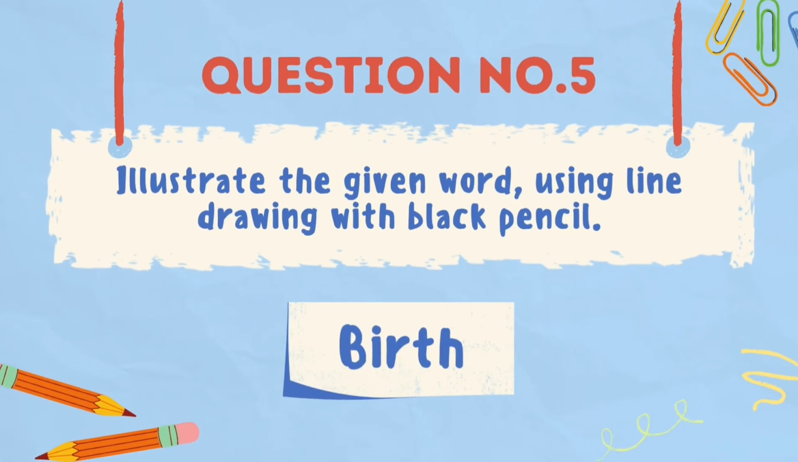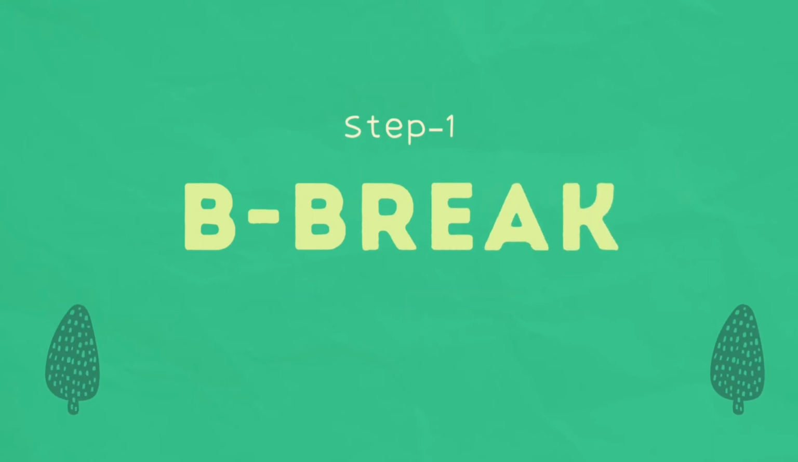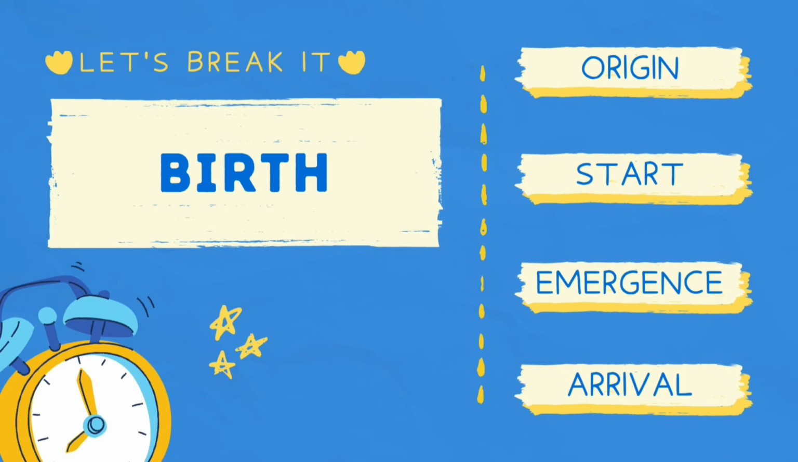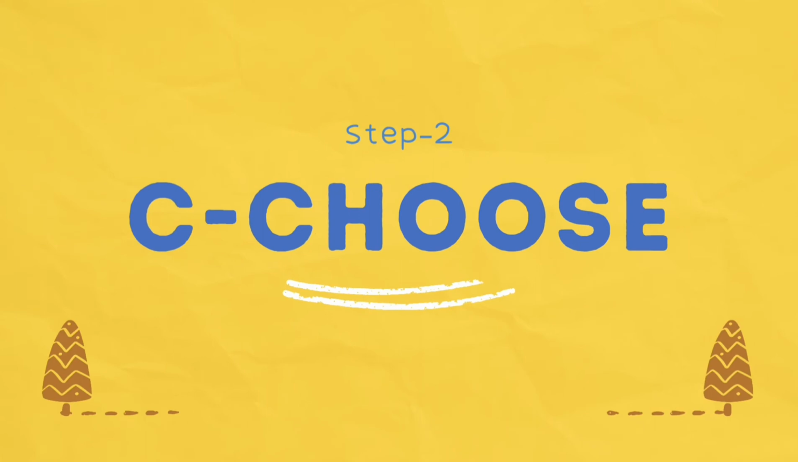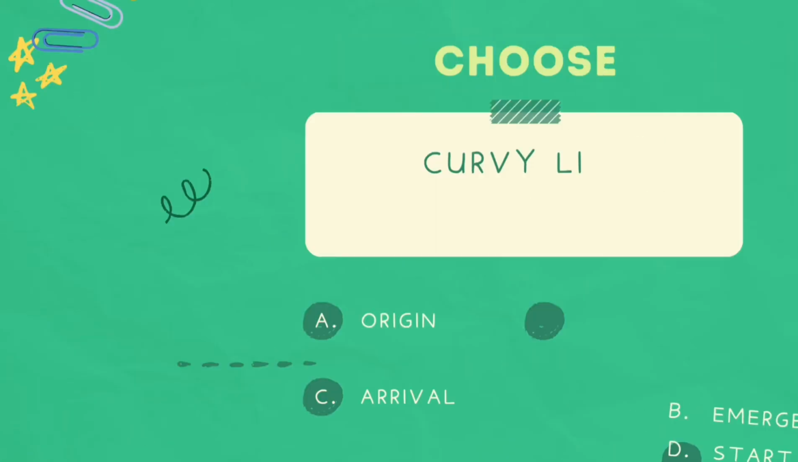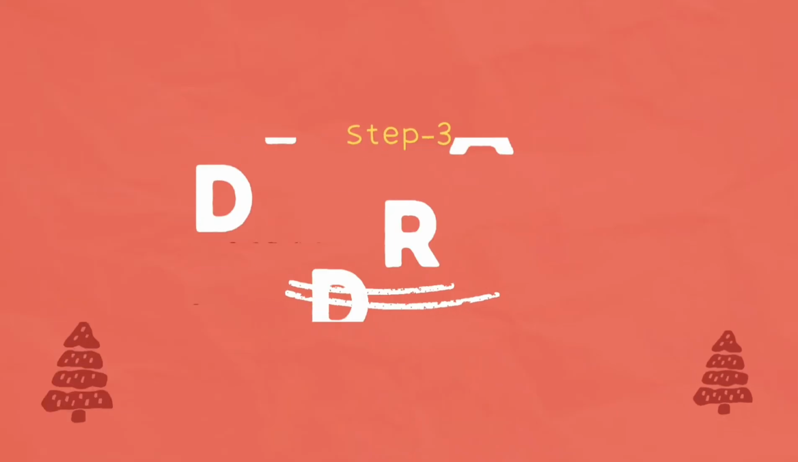Now our next question is birth. We'll again be breaking down the word into simpler words. If we break it down, we obtain origin, start, emergence and arrival. As its name suggests, something is starting or originating. So the types of line that we can choose for the word birth can be curvy and progressive. Curvy to show that something is emerging or originating, and progressive to show the growth.